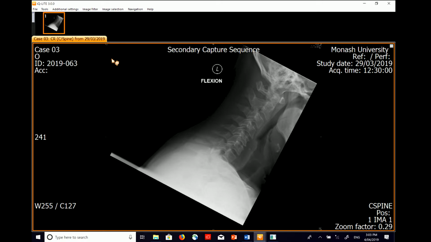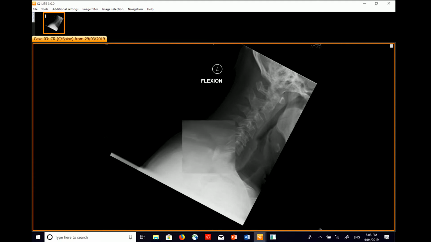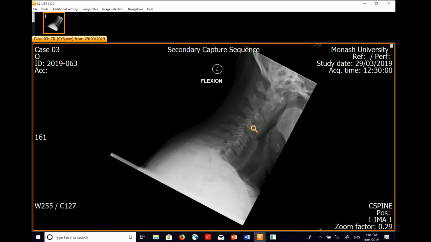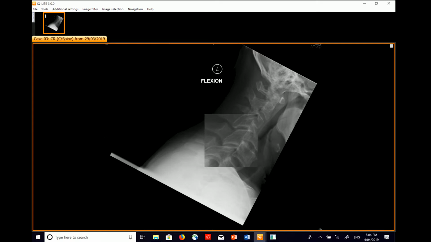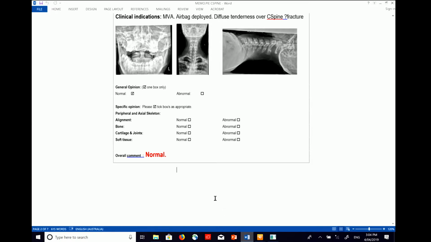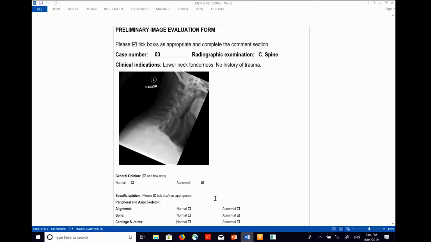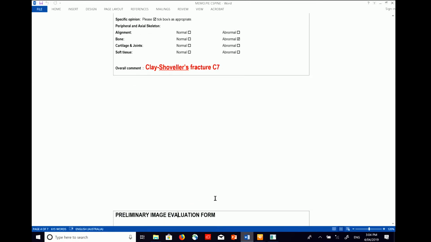For case 3, we have a patient with lower neck tenderness and there is no history of trauma. If we look at the spinous processes, we can see that there is a fracture of the spinous process of C7, which is quite typical of a clay shoveller's fracture. There are some degenerative changes as well to the cervical spine, but that's not related to trauma. So for case 3 then, it's abnormal, and the bone is abnormal, and it's a clay shoveller's fracture of C7.